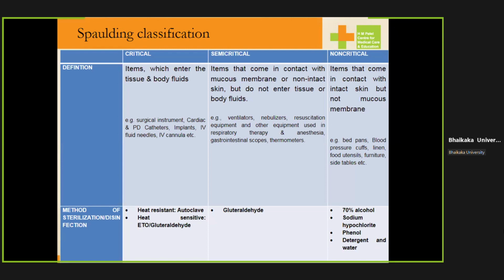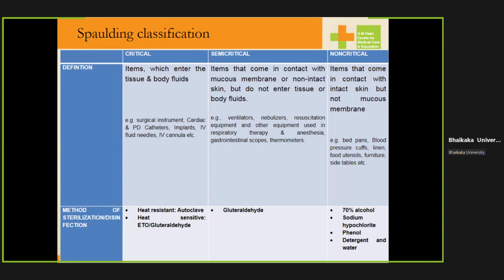Non-critical items, they directly do not play a major role in transferring infection from one patient to another, but obviously if the microorganism numbers on these items go beyond a certain limit, then they become an important source. Whereas there are certain microorganisms that even in small numbers, if present on these surfaces, can be transmitted to another patient and cause infection. So all these non-critical items have to be disinfected with a low level disinfectant. Sometimes even simple detergent and water will act as a low level disinfectant.